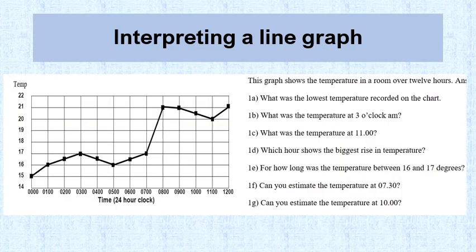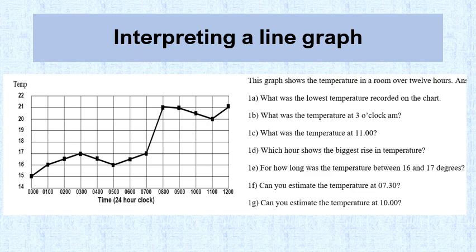So here's a line graph showing the temperature in a room over 12 hours. And question 1 says, what was the lowest temperature recorded on the chart? The lowest temperature on the chart is 15 degrees Celsius. Question 1b, what was the temperature at 3 o'clock a.m.? So move on to 3 o'clock and you can see straight in line with 17 degrees Celsius, the temperature at 3 o'clock a.m.